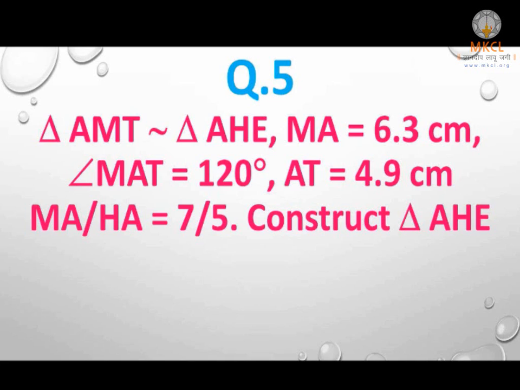For that, you know the technique of drawing a line, making a certain angle below the baseline, and then dividing the line in the ratio 7:5. Finally, don't forget to write your answer at the base of the construction that triangle AHE is the required triangle. This question, children, was in a nutshell the nature of the questions that you might face in your board paper.